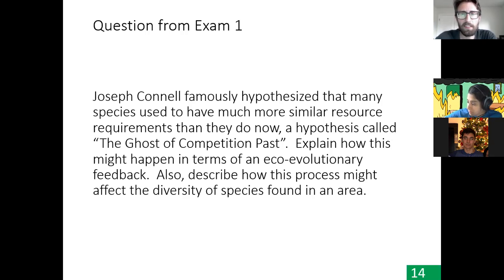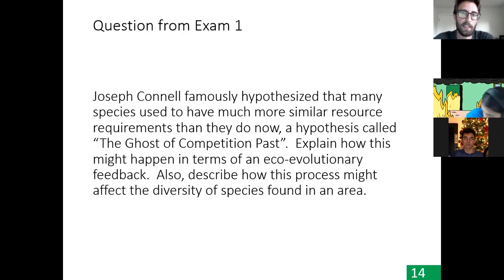So there's basically an ecological explanation for this hypothesis and an evolutionary one. The ecological explanation is that species that have lots of resource overlap were perhaps competing at one point, but competitive exclusion happened and they no longer co-occur together. And so we don't see competition being as strong as it used to be because of that. Strongly competing species competitively exclude each other and they don't occur in the same places and compete anymore.